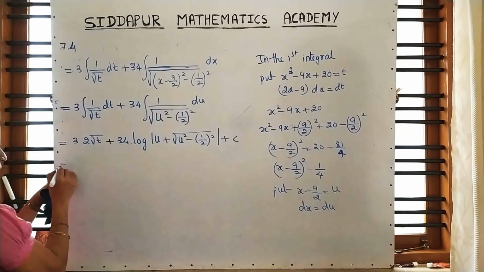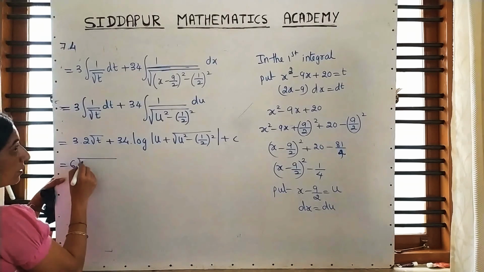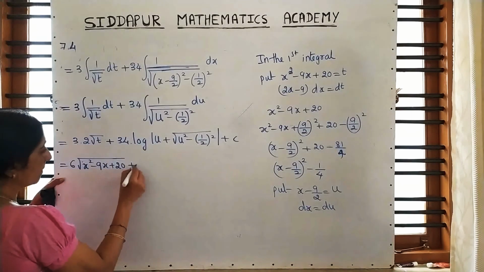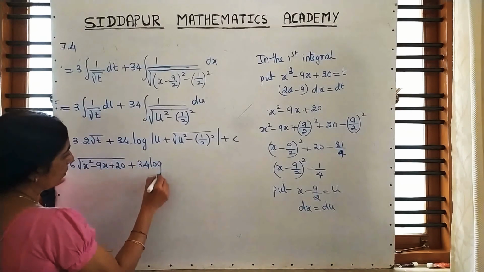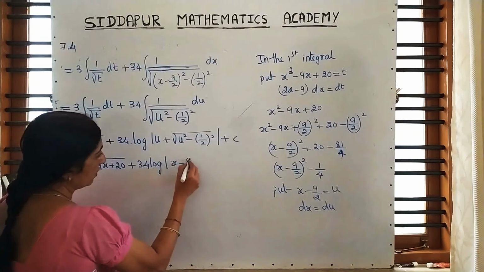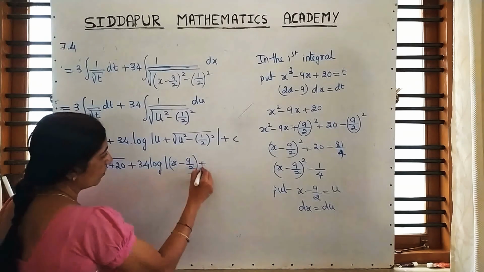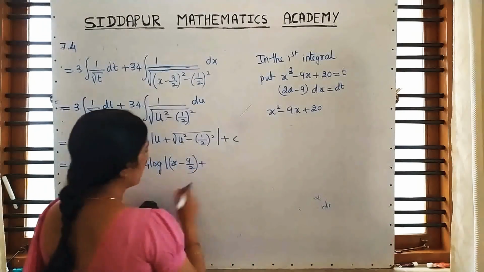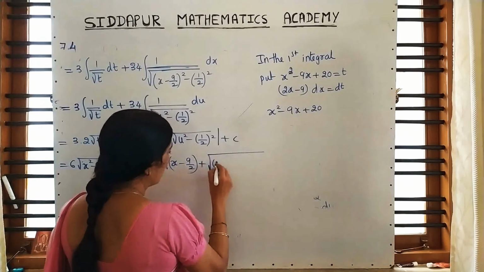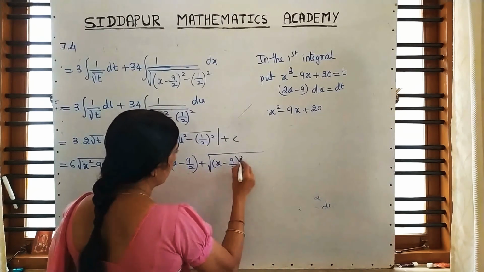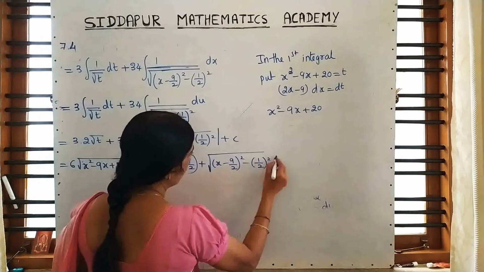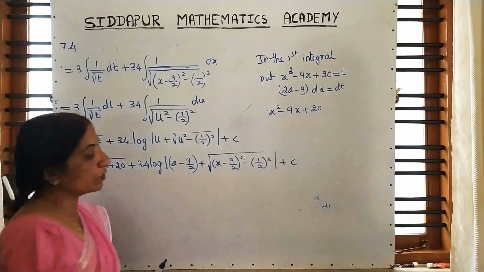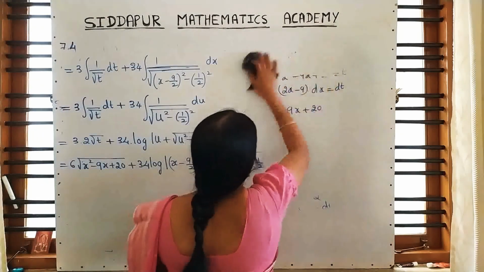This is 6. Write down the t value. t is x square minus 9x plus 20, plus 34 log of u value, which is x minus 9 by 2, plus root of x minus 9 by 2 whole square minus 1 by 2 whole square, plus c. See, are the sums simple or what? Yes. Moving to the next question, that is question number 20.